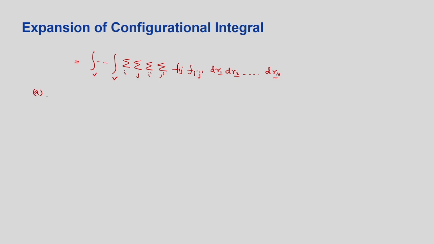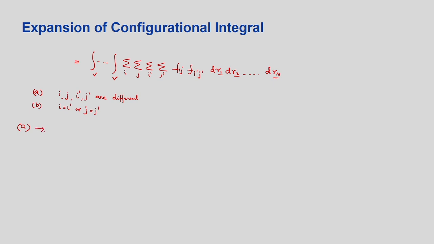Now as I told you, there will be two expressions. When i, j, i dash, j dash are all different, this is one expression. And there will be another case when either i is equal to i dash or j is equal to j dash. If you substitute either of these, it will give a different expression. So let us see the first one, case A, when all are different.